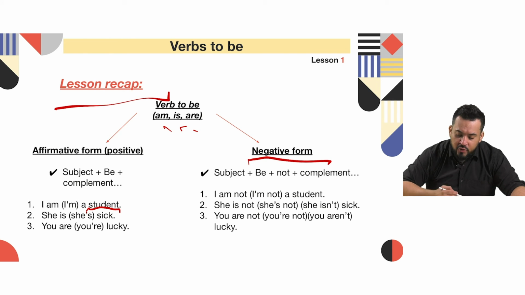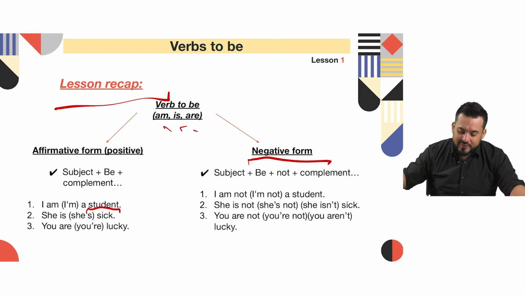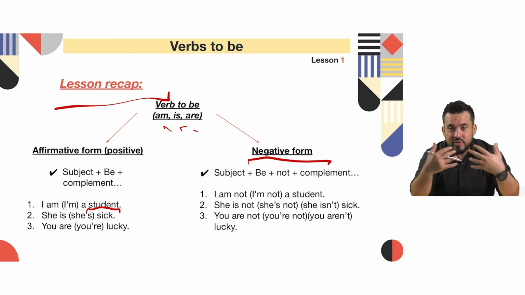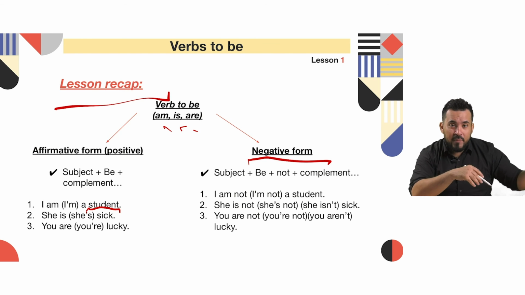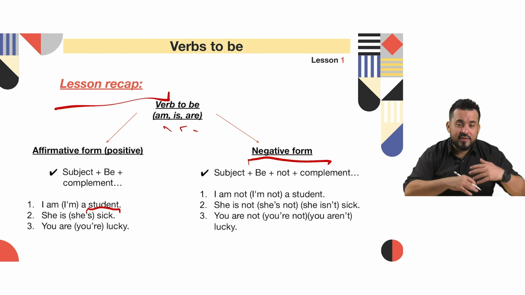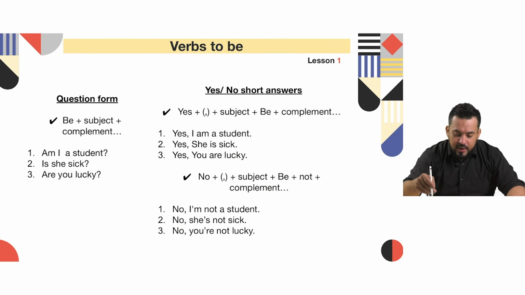Negative form of the verb to be, same thing, but we add not after the verb to be. I'm not, he's not, she's not, they're not. Contractions mean we can combine two words to make a short form. I am not, I'm not, he is not, he's not, or he isn't. She is not, she's not, or she isn't. Different forms.